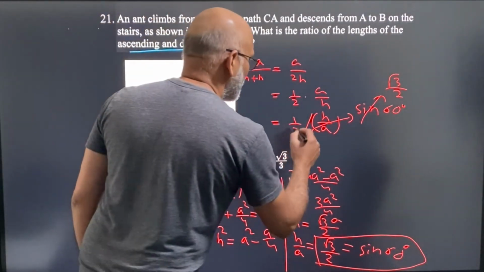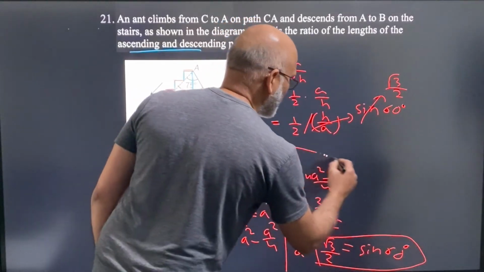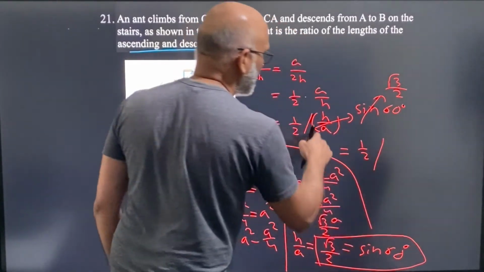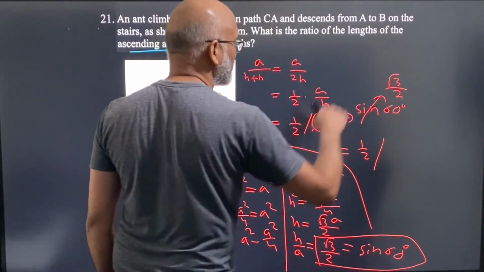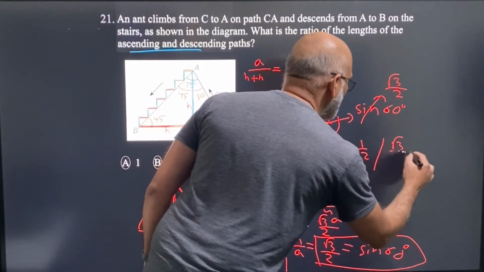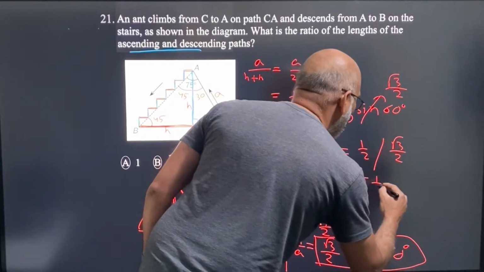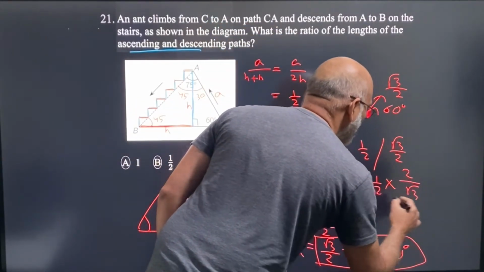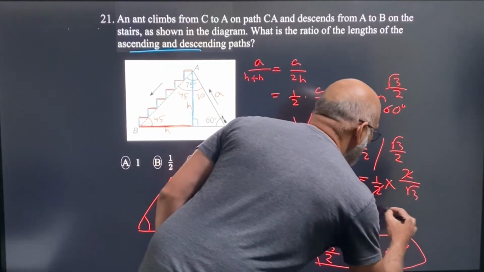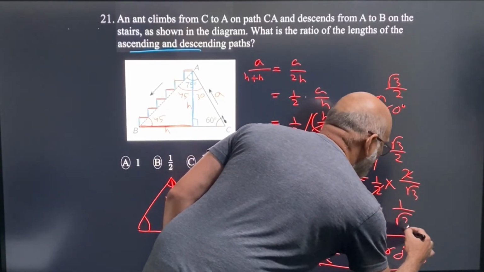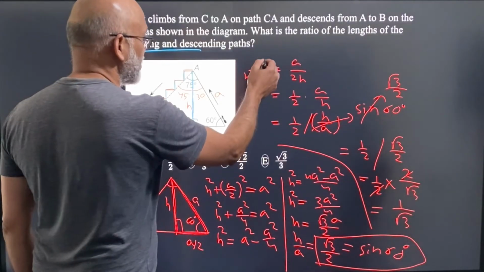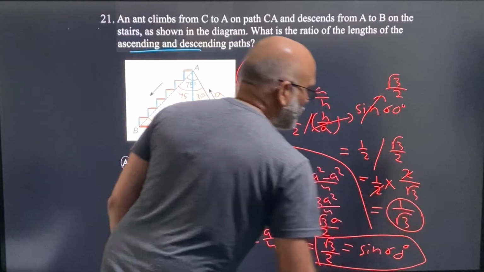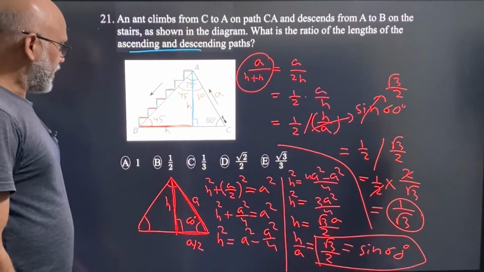Now let me continue this simplification here. So this is half divided by sine 60-degree. Sine 60-degree is square root of 3 by 2. So this is half times 2 by square root of 3. 2 cancels out, so 1 over square root of 3. So the ratio that I want is 1 by square root of 3.